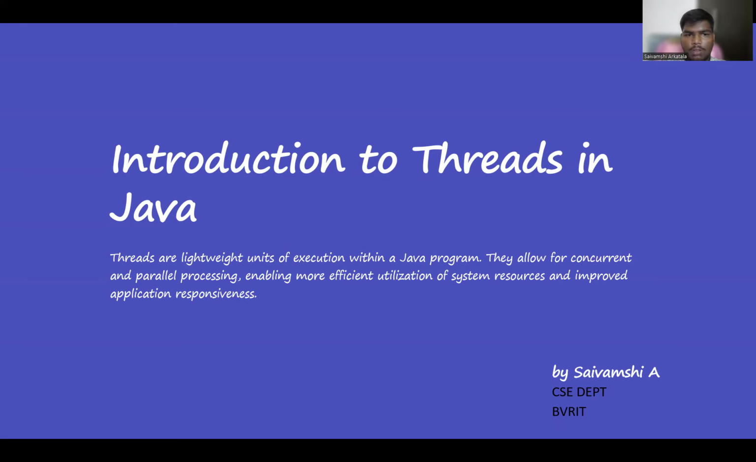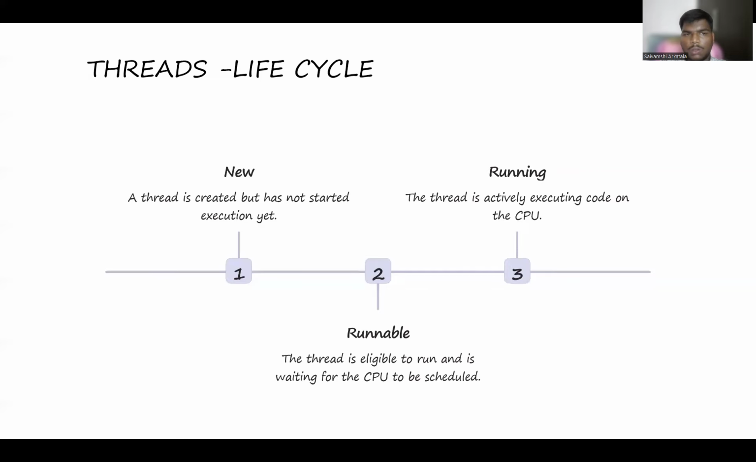I'm going to give brief information regarding the working of threads in Java. Threads are lightweight units of execution within a Java program. They allow for concurrent and parallel processing, enabling more efficient utilization of system resources and improved application responsiveness. These are the three major parts of threads and the life cycle of threads in Java.